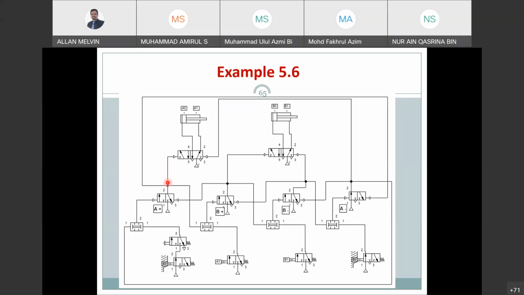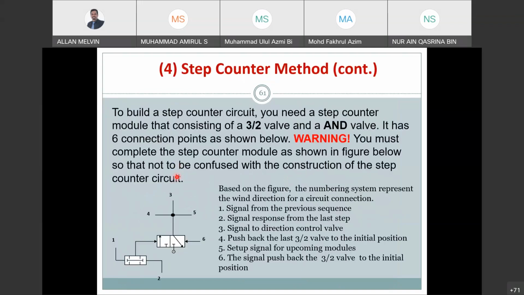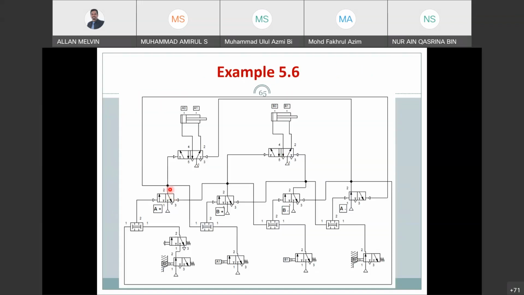So if there is an input in number 3, because the question asked about number 3, so if there is a signal in number 3, number 3 is actually connected to your direction control valve. So if there's a signal coming in, your directional control valve will change state and your cylinder will start to extend. That's the answer. Okay, can you understand? Understand, sir? Okay.